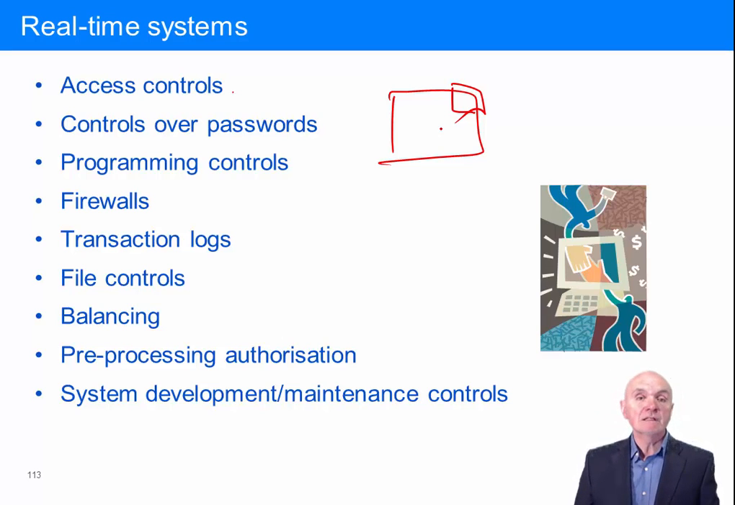File controls, to make sure we're using up-to-date files and not processing a file maybe from a week ago. Balancing, making sure the trial balances, making sure the control accounts reconcile to some of the individual accounts and so on.